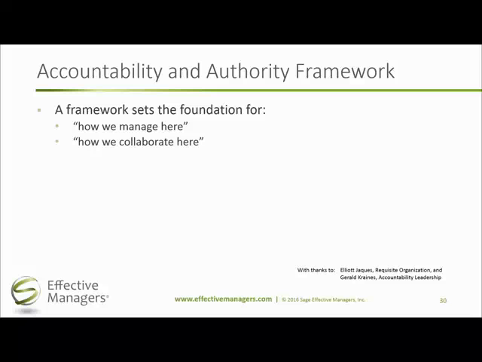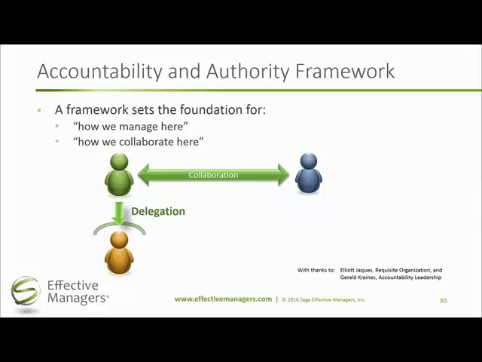So how we manage in this organization, and also how we collaborate here. So it's partly about how work is delegated down the organization. I've got a whole webinar on this. It's on our YouTube channel if you're interested in learning more about this. And it's all about how we collaborate here. And collaboration in the effective point of accountability, we don't have time to get into the framework, but there are three broad categories of work.